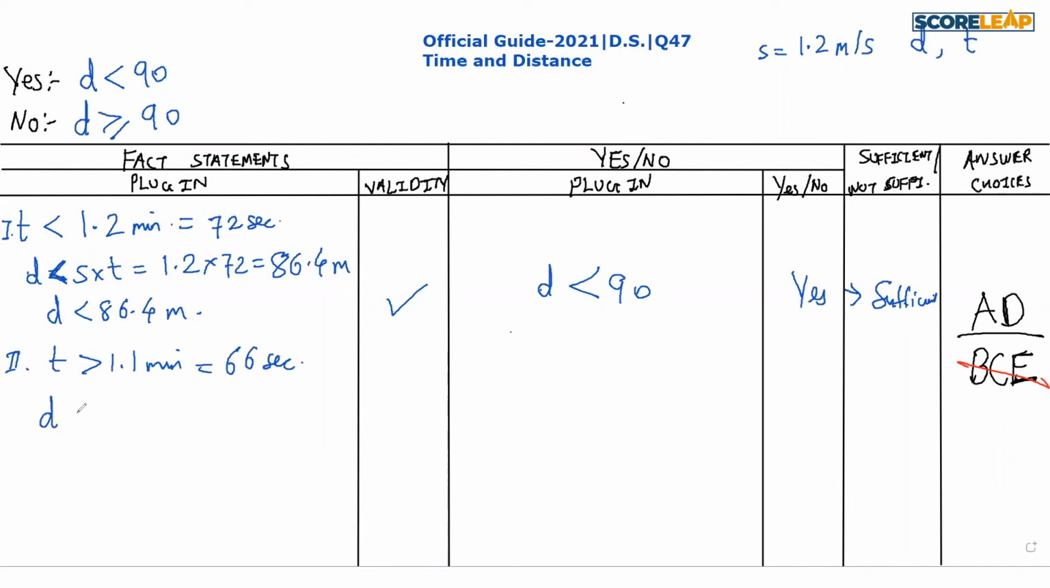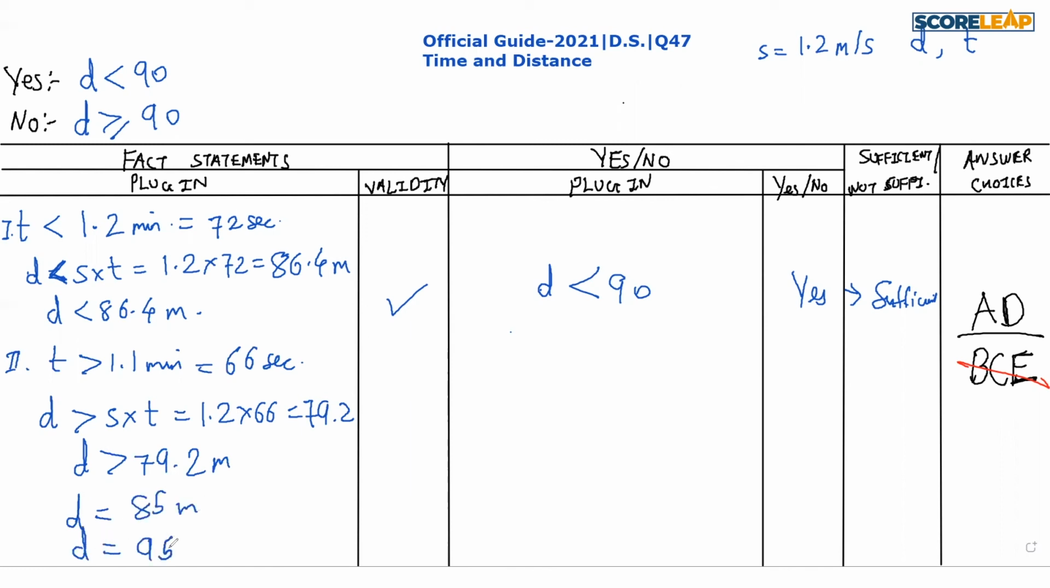So distance will be greater than speed into time. We are multiplying it on both sides by speed, which is equal to 1.2 into 66, which is equal to 79.2. The distance will always be greater than 79.2 meters. So now let us take two cases. The distance can be 85 meters or the distance can be 95 meters. Can it be? Yes. From the validity statements, both 85 meters and 95 meters are greater than 79.2 meters. So validity check done.